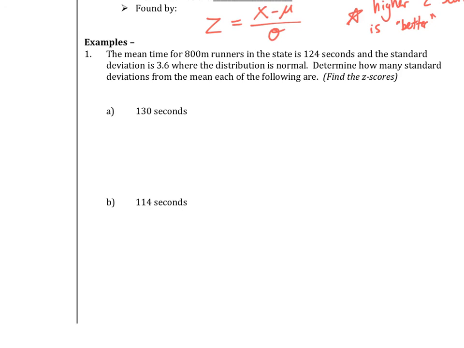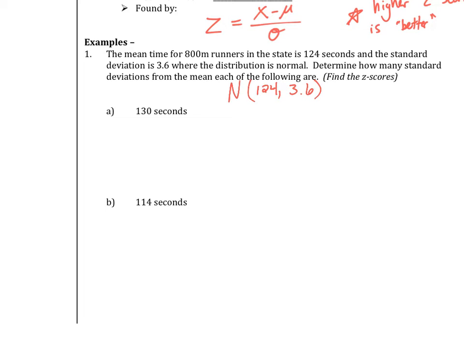So for example, it says the mean time for 800-meter runners in the state is 124 seconds, and the standard deviation is 3.6. Determine how many standard deviations from the mean each of the following are, which means find the z-score. In this one, it's a normal distribution. The mean is 124. The standard deviation is 3.6.